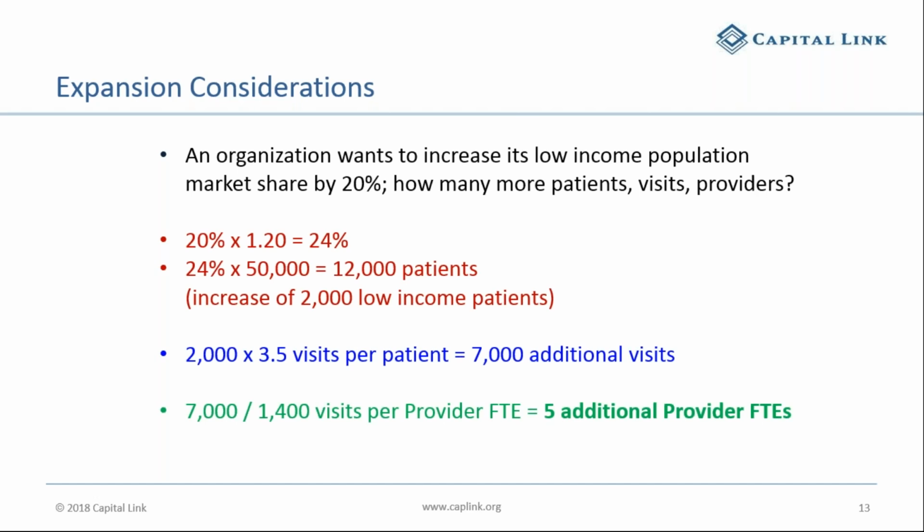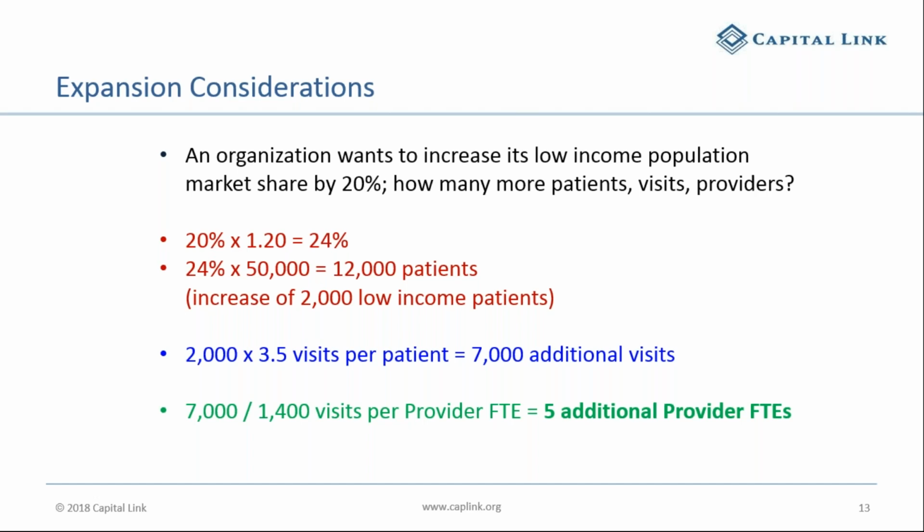So you'll see there's two different 20%, and I apologize for that, but the low-income population market share, they want to increase that by 20%. So that's the 1.2, and they currently have 20% of the market. So if you take the 20% times the 1.2, you get 24%, and that's the share of the market they want. You multiply that by the total low-income market, and it gives you 12,000 patients, or a 2,000 increase in low-income patients.